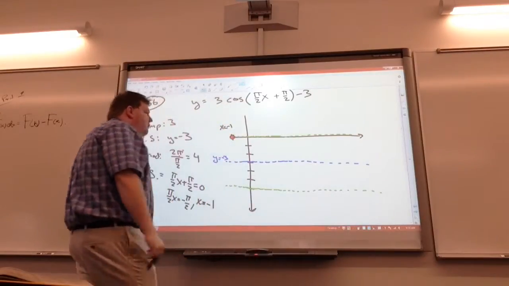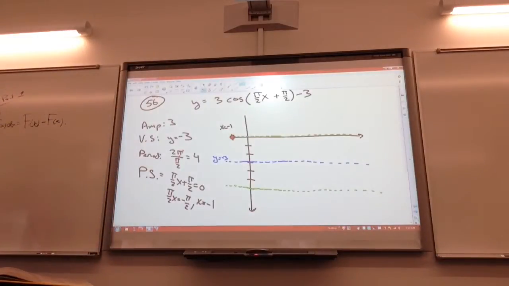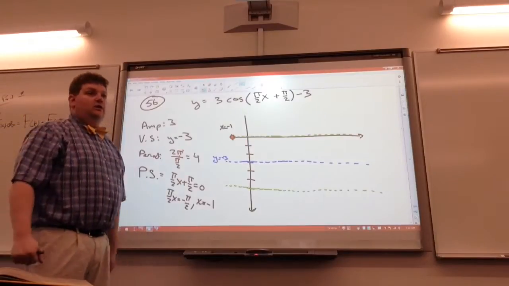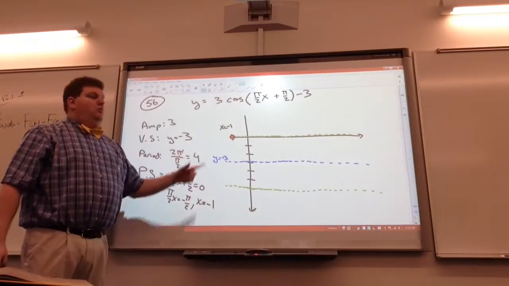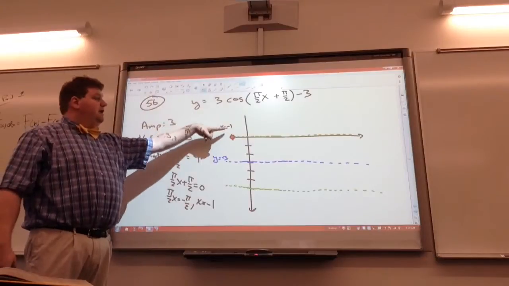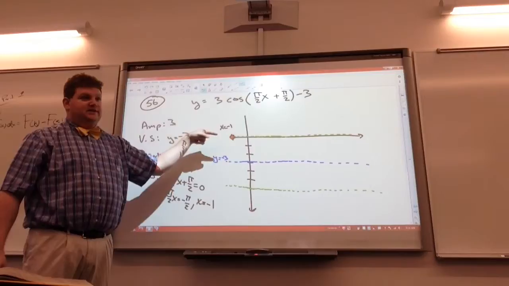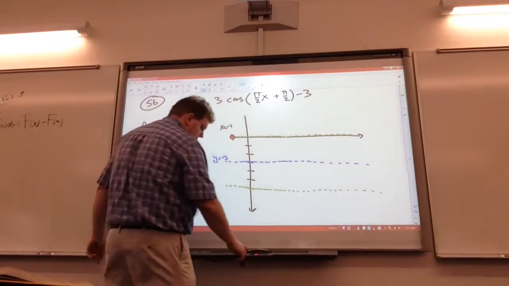So now it takes a distance of 4 to repeat. So it's going to do one full cycle in 4 spaces. So I start at negative 1. So what's 4 spaces away from negative 1 in that direction? 3.